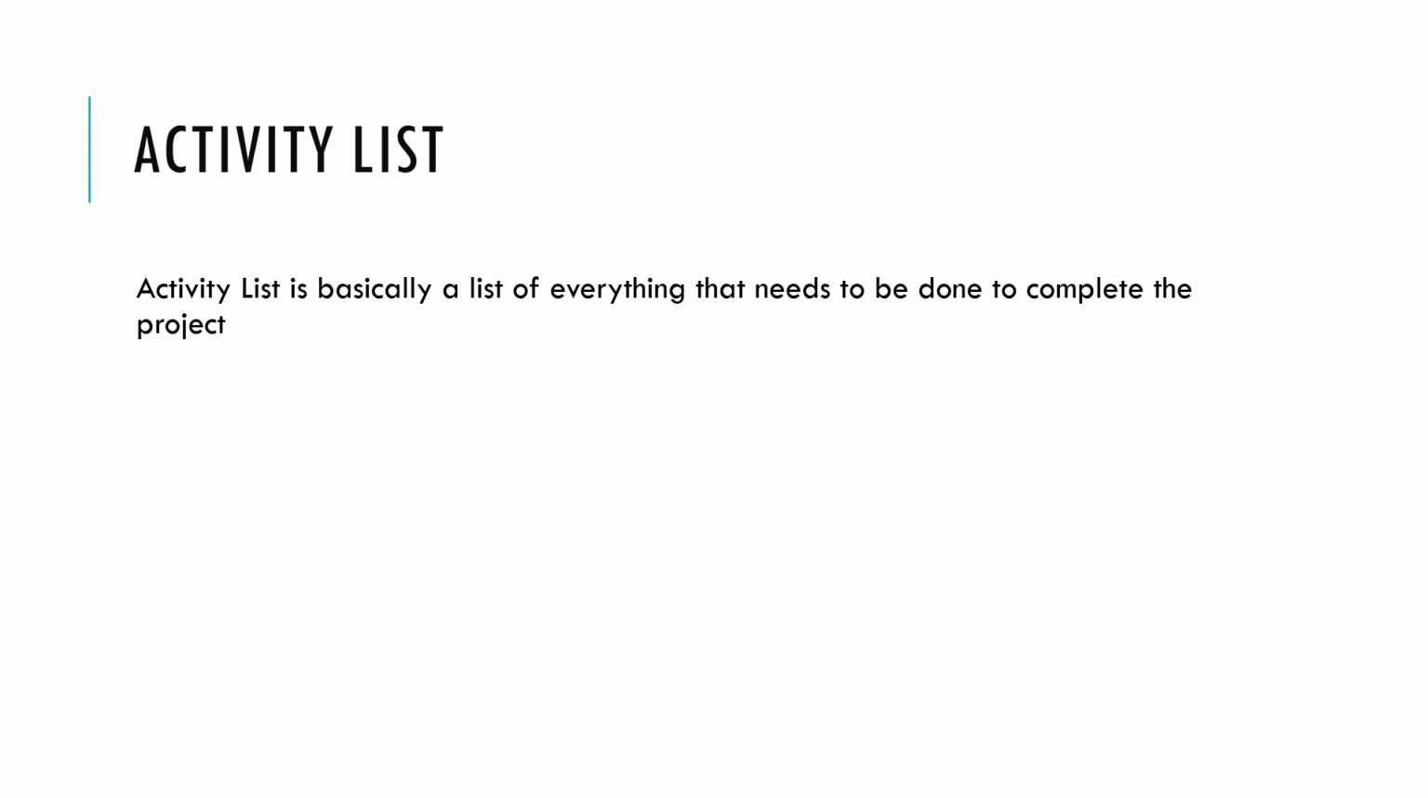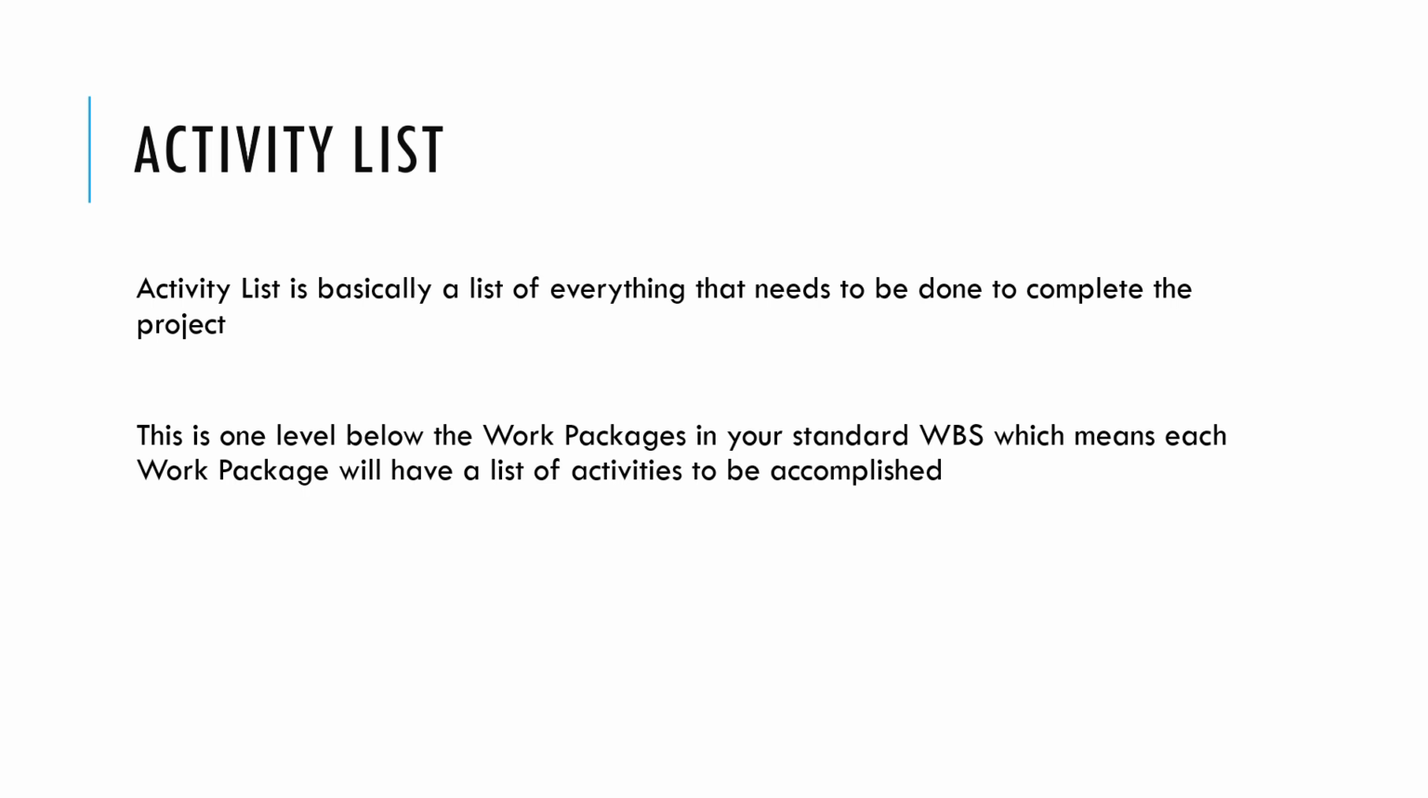So yes, this is similar to WBS because this is actually one level below the work packages in your standard WBS. The work breakdown structure of your project will have certain work packages that you need to deliver as part of the project. An activity list is actually a level below the work packages. So what this basically means is each work package will have a list of activities that need to be done in order to accomplish that work package. It'll be much clearer in the next slide when I show you the image that we have put together.